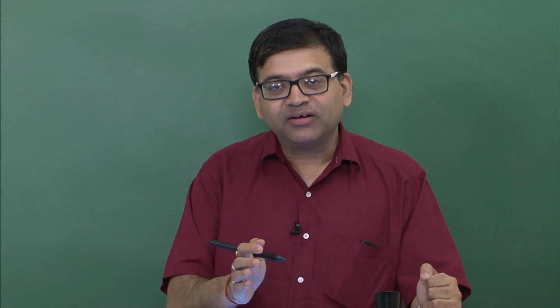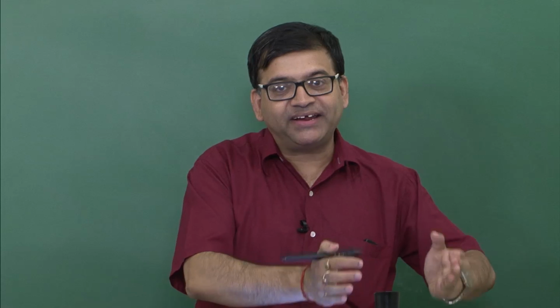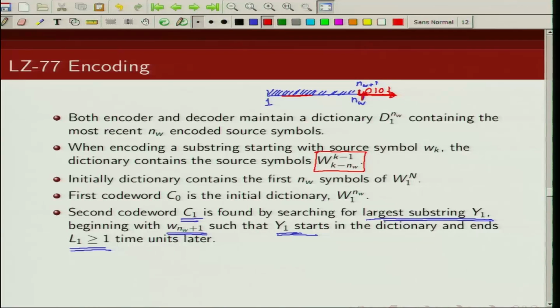Now at location NW plus 1, I am trying to look at what is the largest string which is already there in the dictionary. So let's say this is 0, 1, 0, 1. I look in the dictionary at where my 0 is. There might be multiple places where 0 is. Then I look at 0, 1, which are the locations where 0, 1 is there? Maybe there are a few of them. Then I look at 0, 1, 0. Is there a match with 0, 1, 0? Then I look at 0, 1, 0, 1. So I am trying to find the largest match which is already there in the dictionary.